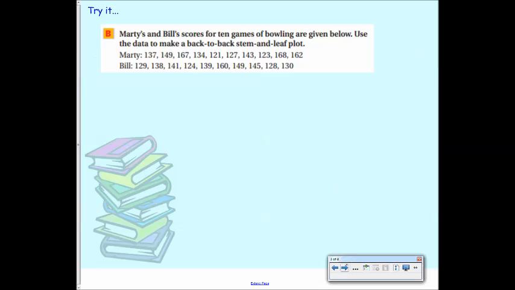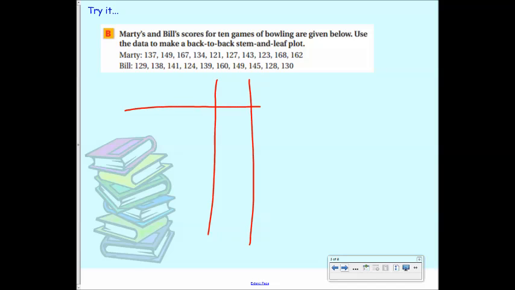All right. We also have back-to-back stem and leaf plots. A stem and leaf plot that's back-to-back means our stems are in the middle and our leaves go one way for one set and the other way for the other. In this particular one, these are Marty and Bill's scores for 10 games of bowling. So we'll have Marty on one side and Bill on the other. Our stem and leaf plot, instead of looking like a T chart, is going to look like this. Here's our stem, and here are our leaves. And let's put Marty over here.